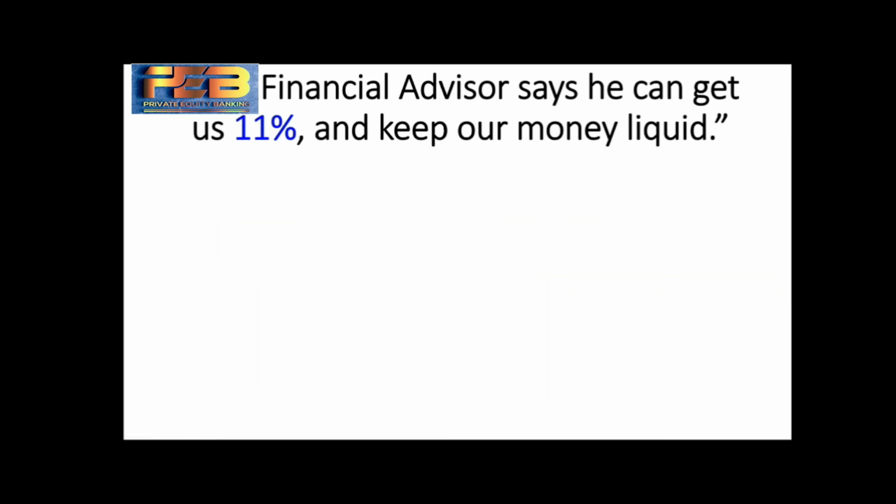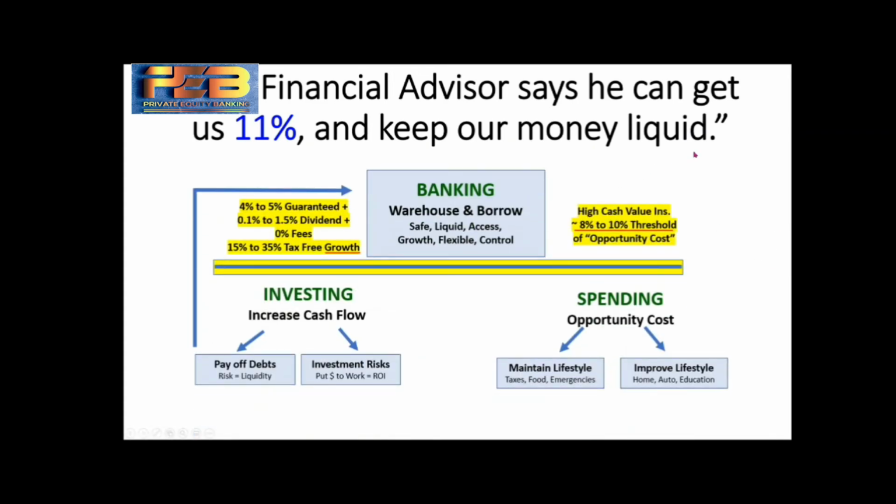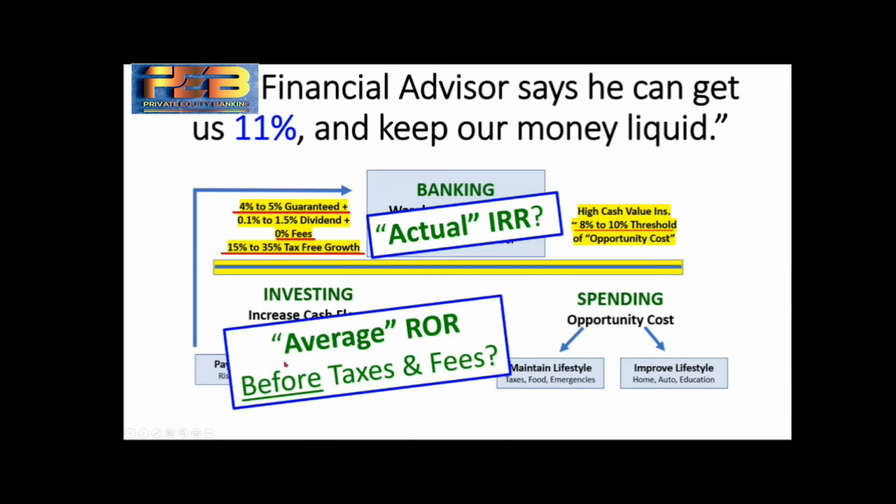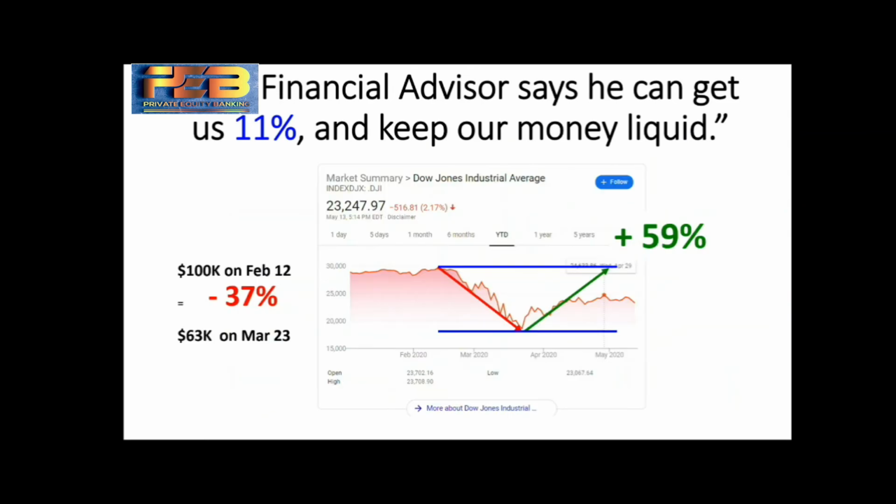So if that's what your financial advisor says, well, you know, I can get you 11% and you can keep your money liquid, or 100% of your money liquid, I would have a couple questions I would want to ask him. One, is this an actual internal rate of return, this 11%? Does it come with guarantees of a minimum growth of somewhere between 4 and 5, right? Is there any fees tacked on to this 11%? And is it going to grow tax-free? Or is this an average? Is this 11% an average rate of return before taxes and fees? You see, we have to compare the two buckets on an even scale.